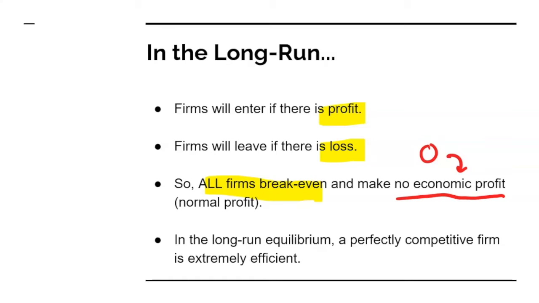What this means for us, and this is really, really important, is that in the long run, a perfectly competitive firm is extremely efficient. It is the most efficient market structure that we're going to talk about today. There's a reason why it's called perfect competition. It implies that everything about it is efficient.